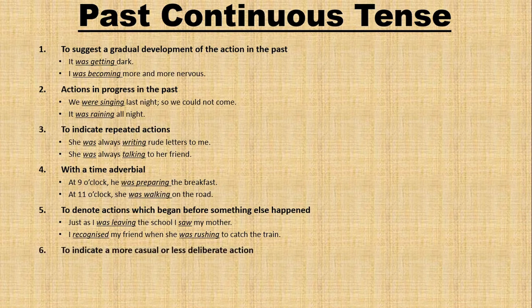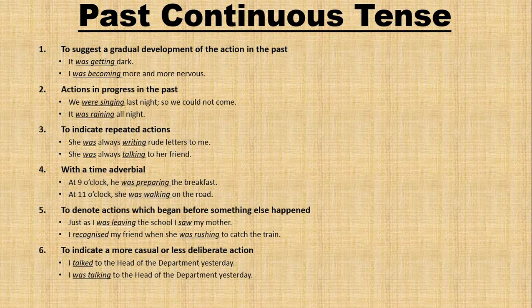So the last topic is to indicate a more casual or less deliberate action. The simple past indicates a deliberate and planned action, whereas the past continuous indicates a casual and less deliberate action. So here's a task for you. I talked to the headmaster yesterday. And the next one is I was talking to the headmaster yesterday. This is to indicate a more casual or less deliberate action, alright? This is casual speaking with less deliberation. So tell me which one is simple past and which one is past continuous.